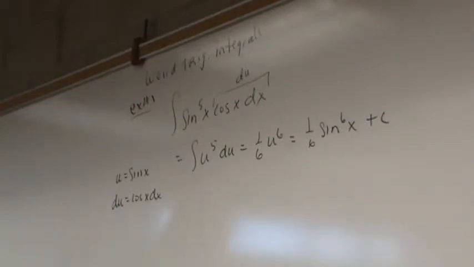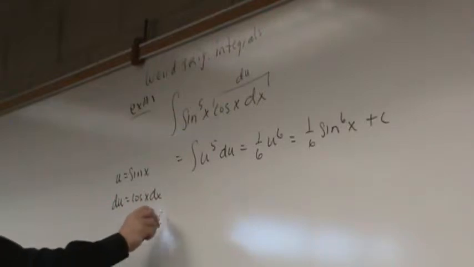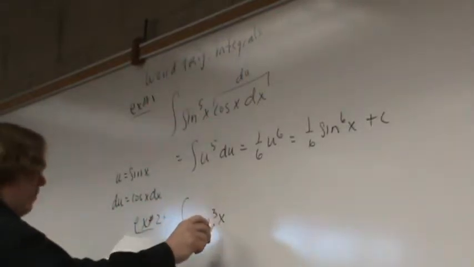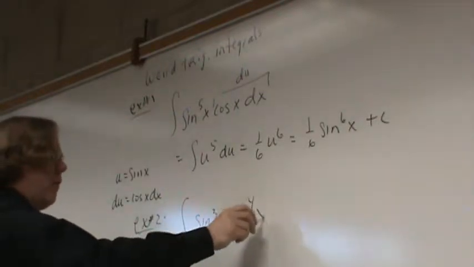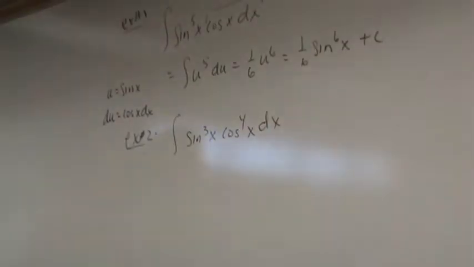Those types of problems are incredibly easy. But what if I give you a problem like this? Example number 2, where you have the integral of sine to the 3rd power of x cosine to the 4th power of x dx. It's not immediately obvious what my u is going to be. You tell me, what should my u be? Should my u be sine x or should my u be cosine x?